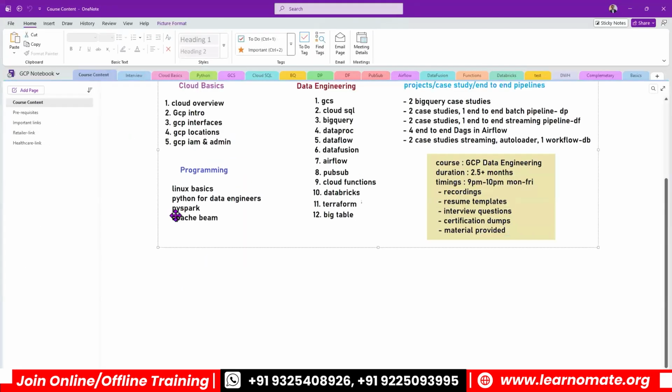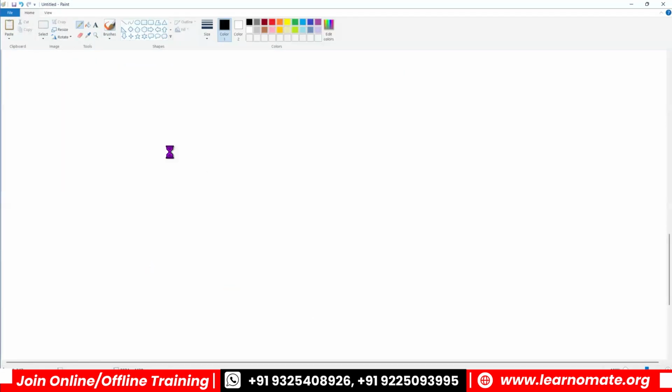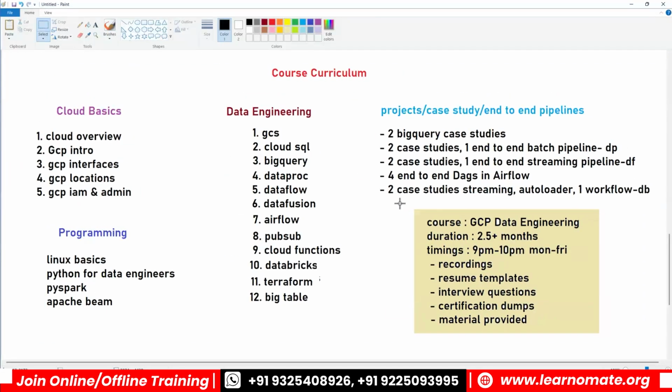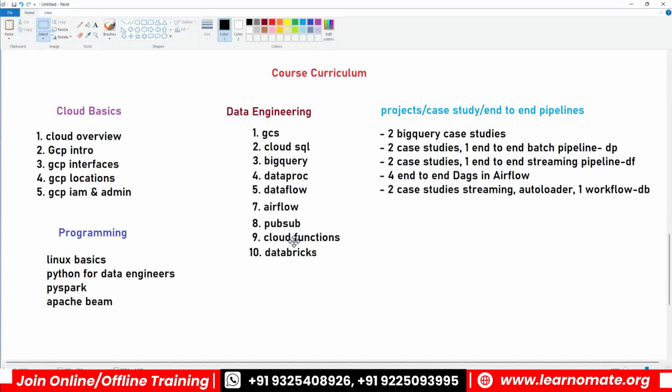So the first thing is that I'm going to tell you the course curriculum, guys, so that it is easy for you. In GCP, these are the topics that we are going to cover. The cloud basics will be the same for GCP and AWS. The programming is the same, and here Bigtable is not there, Terraform is not there. These things are not there for you guys, as they are not used in the companies. So these are the GCP services.